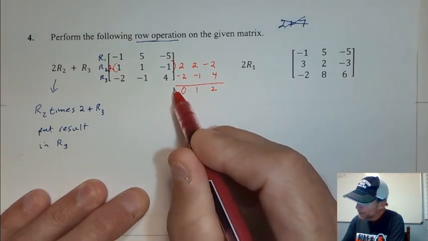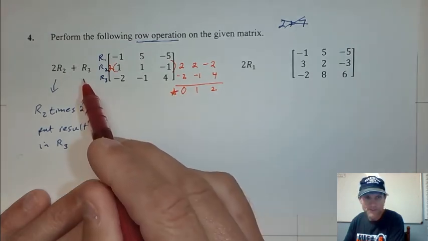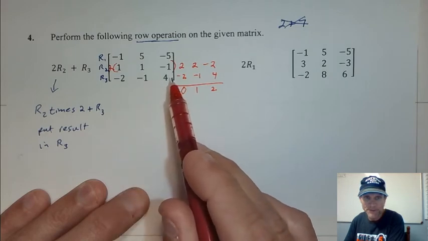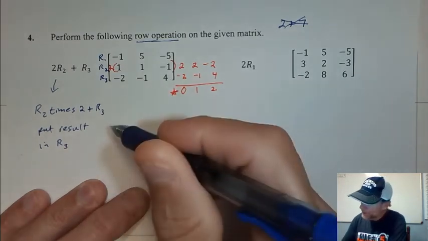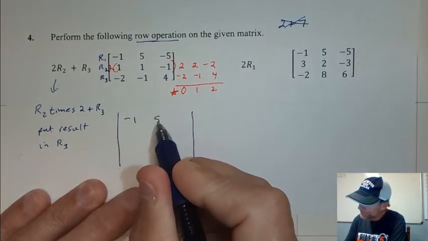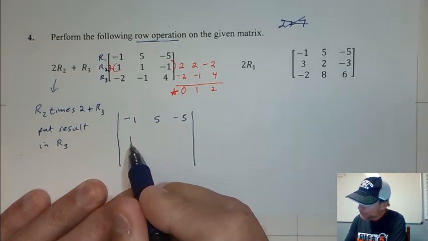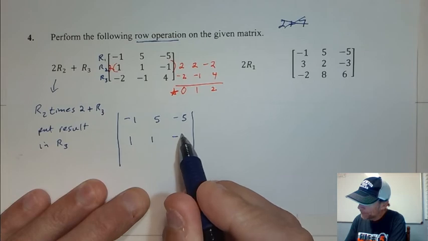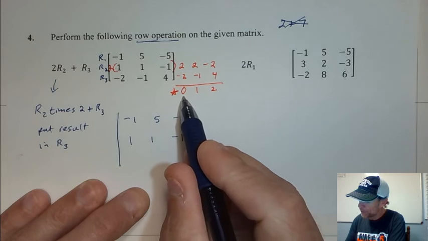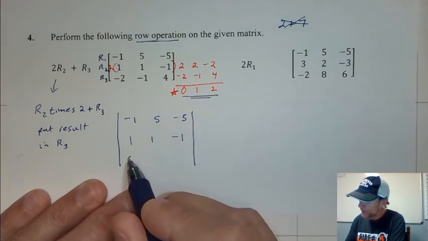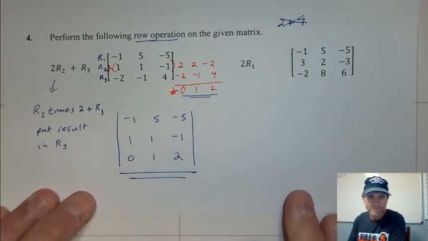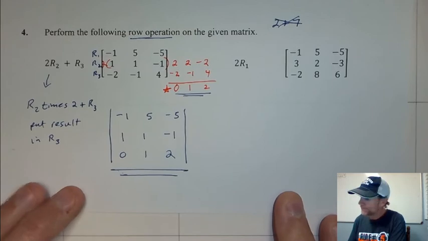Okay, so what am I going to do with this? Well, from the language, I'm going to take those new results there and place them in row 3. So what I do here is I just write my new matrix. Row 1 doesn't change at all. Row 2 doesn't change at all. We only used it to write our new row 3. And our new row 3 is right here. So I write 0, 1, 2. That's it. Just a little new language.